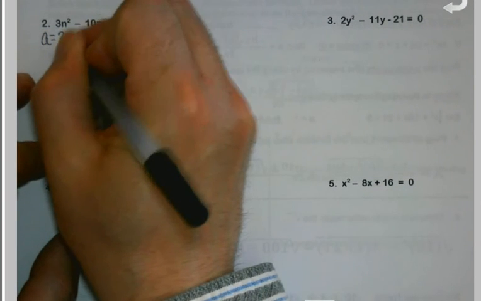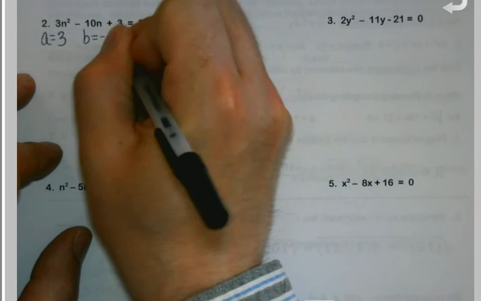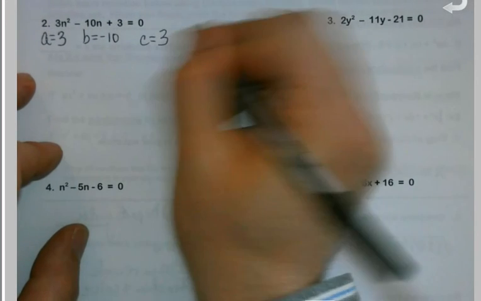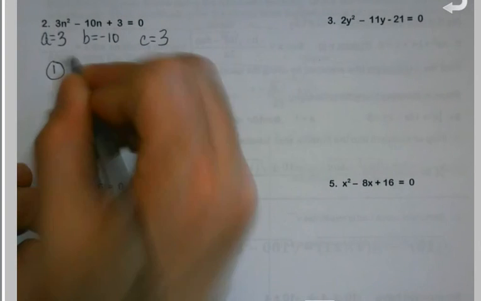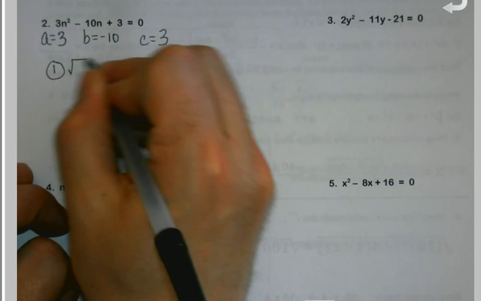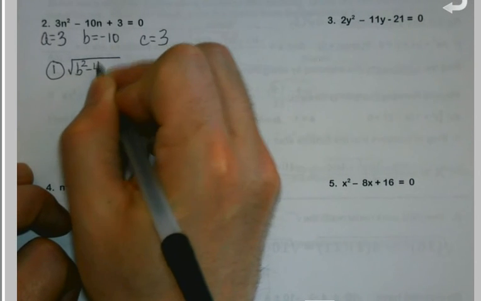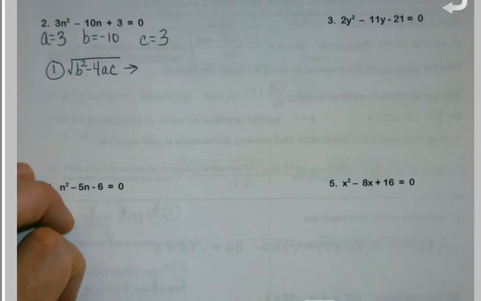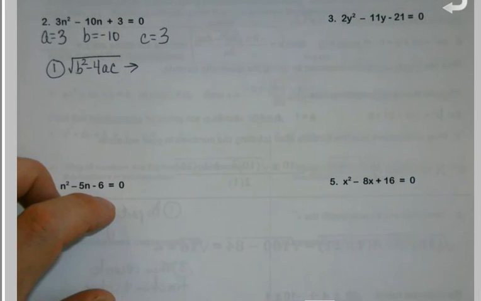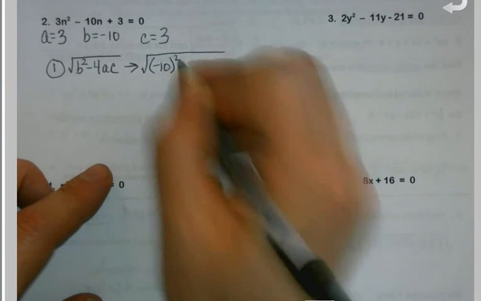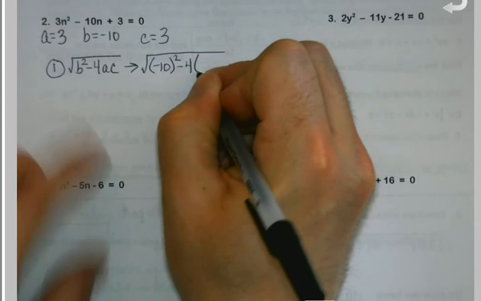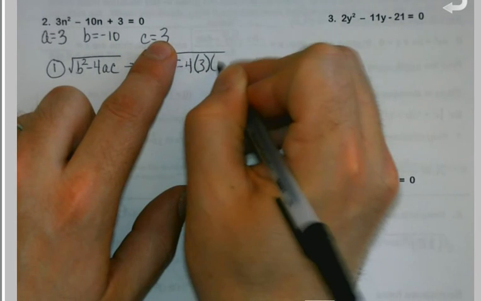All right, so on the back, my A is 3, my B is negative 10, and my C is 3. And again, let's just do it in 2 steps. Keep it simple and be done. So my first step is to do the square root of b squared minus 4ac. And again, I don't have to write that every time. I just want you to be able to see what we're up to. But do use parentheses. So negative 10 squared minus 4 times a times c.